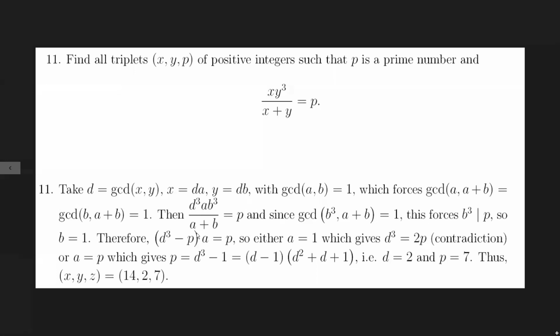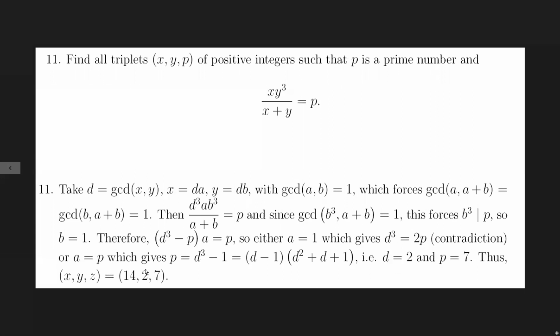All right, so using B is 1, I substitute that and then rearrange, basically carry the A plus 1 across to the other side, multiply, and then bring the AP back to the other side and factorize. Now again, P is prime, and the product of 2 things is a prime, so either A is 1 and this thing is P, which would give you D cubed is 2P, which is a contradiction because I have a prime number times 2. That could never be a cube.